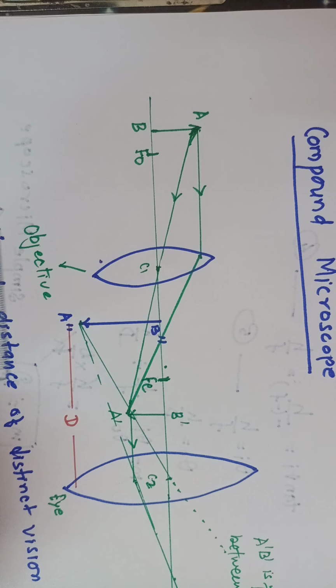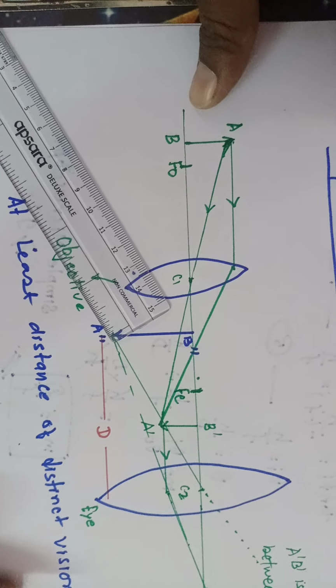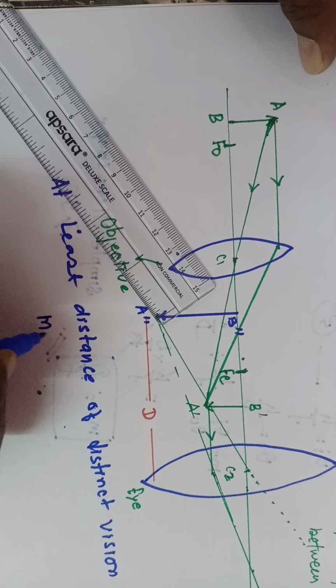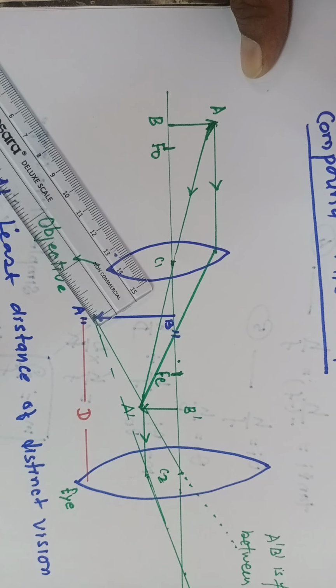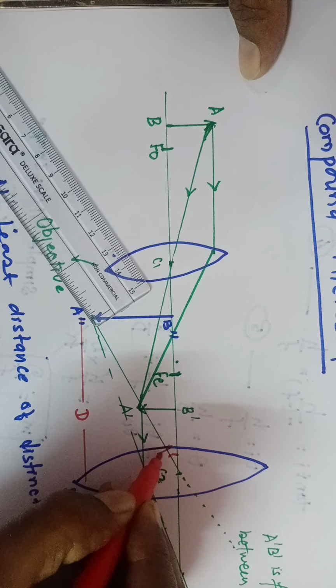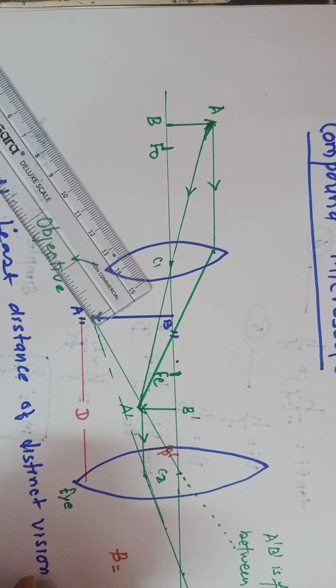So the magnification M is given by, magnification is what? Magnification is given by M equal to beta upon alpha. But where is the beta? Beta is the angle subtended by image. So this is beta, and tan beta equal to, actually beta is the angle A double dash C2 B double dash.